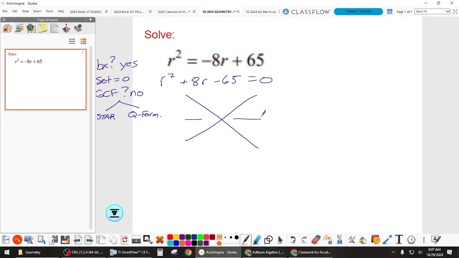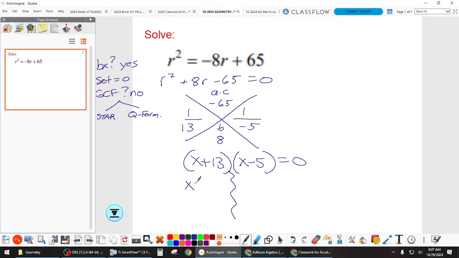It'll be negative 5 if I use positive 13, so I use negative 13 and 5. Remember that the bigger factor matches the sign of b. That's a quick little check. Oh, I forgot that. So the bigger number controls the sign. And then x equals negative 13 and x equals 5, and then set equal to 0.